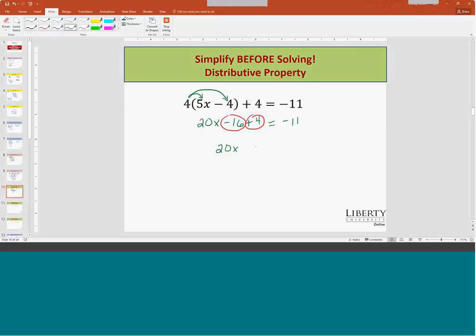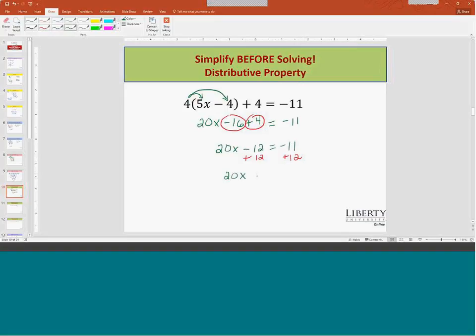Now we'll begin solving for my variable. Minus 16 plus 4 is minus 12, and that equals minus 11. Now we have one term with our variable, and we're going to undo what's being done to our variable. So 20 is being multiplied to x, and then we subtract 12. Remember, we reverse the order of operations, so we have to get rid of what's being subtracted first by adding it to both sides of our equation.